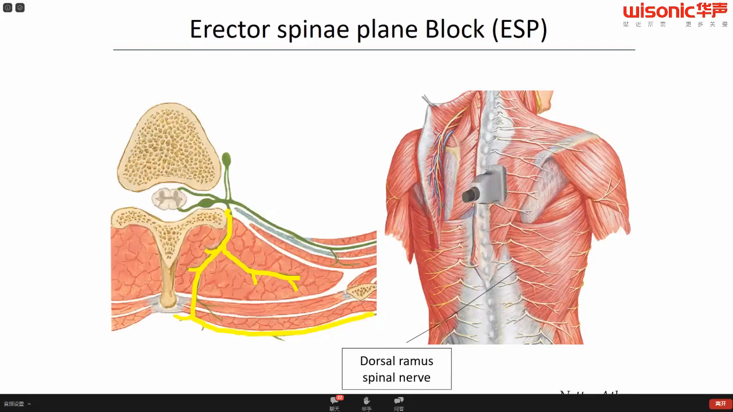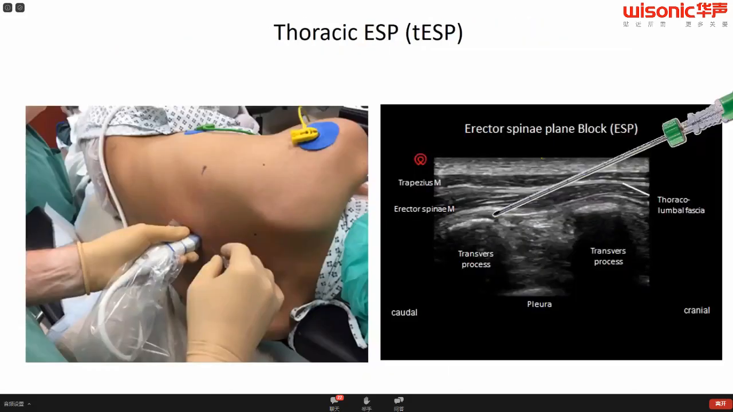We routinely use a linear probe, which is placed paramedian in a longitudinal position, and the needle is advanced from cranial to caudal with the tip direction of the transverse process, and then local anesthetic is injected. You can do it with a patient in the lateral, sitting, or prone position.